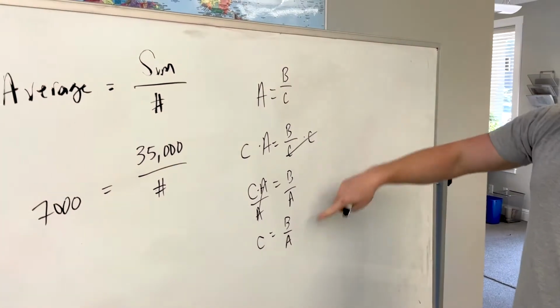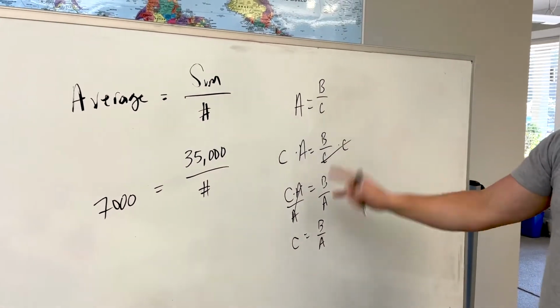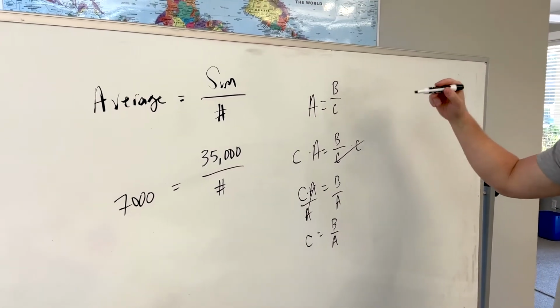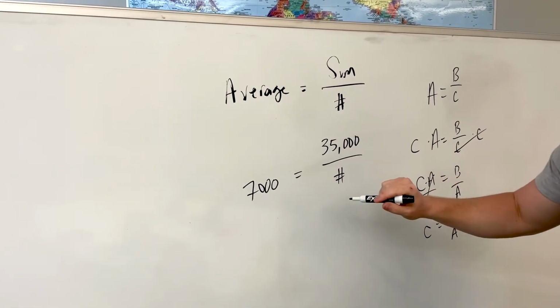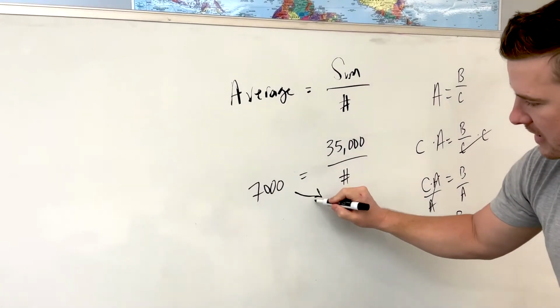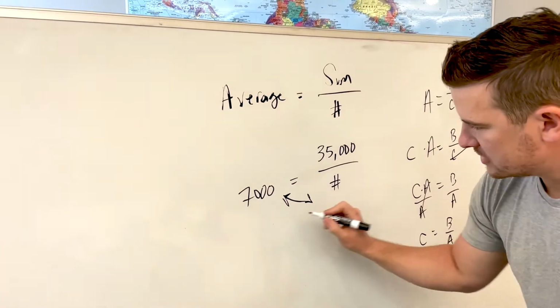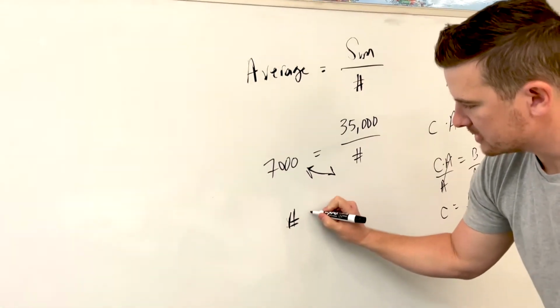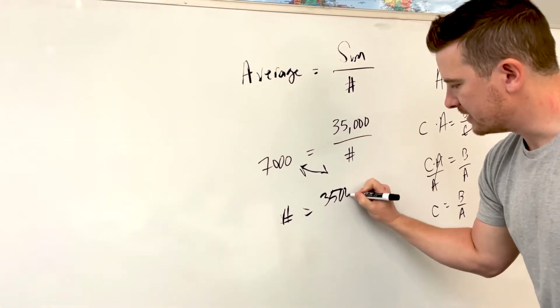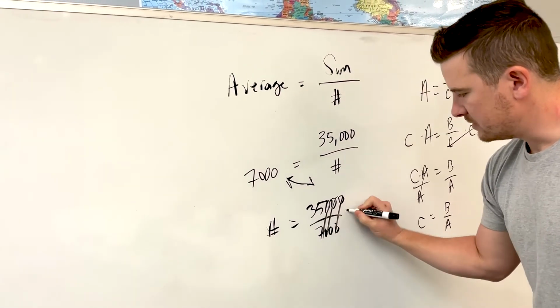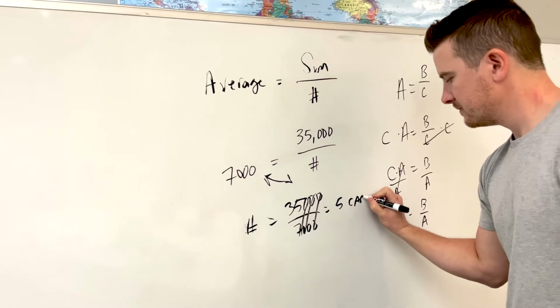If you look at where we started and where we ended up, you'll notice that A and C switch places. That's called switching the extremes, and the algebra supports that. So if we look back at this example problem, all we have to do to solve for how many cars we purchased is switch these extremes. So the number of cars purchased is 35,000 divided by 7,000. So 5 cars were purchased.